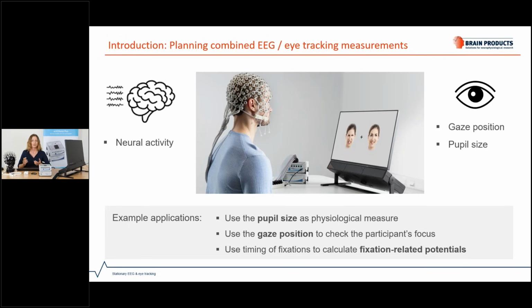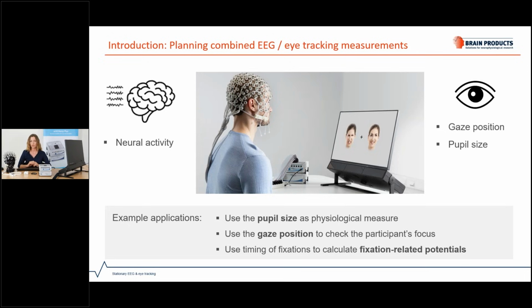For EEG research, it's often enough to just time lock the brain activity to the presentation of a stimulus, and rely on the participant focusing on the stimulus and then calculate event-related potentials. But for some research questions, this might not be enough.